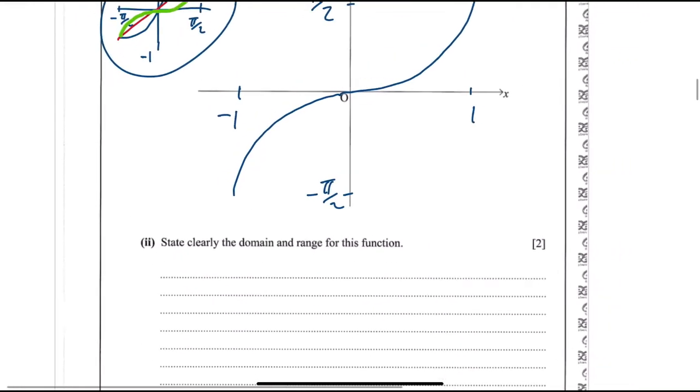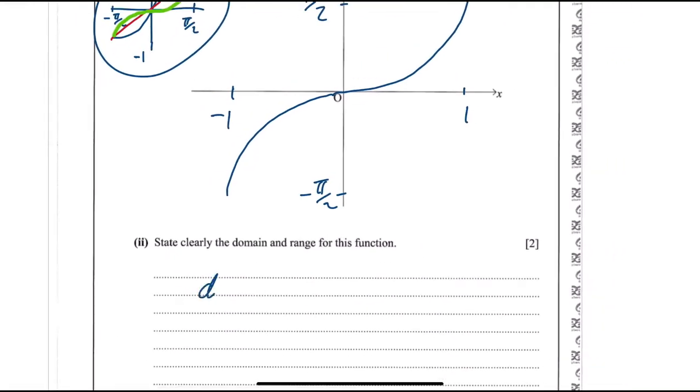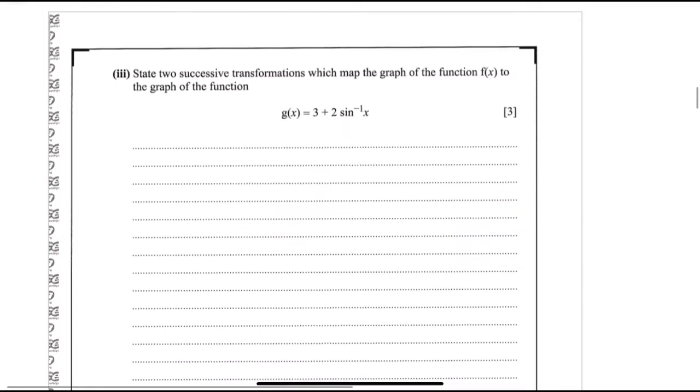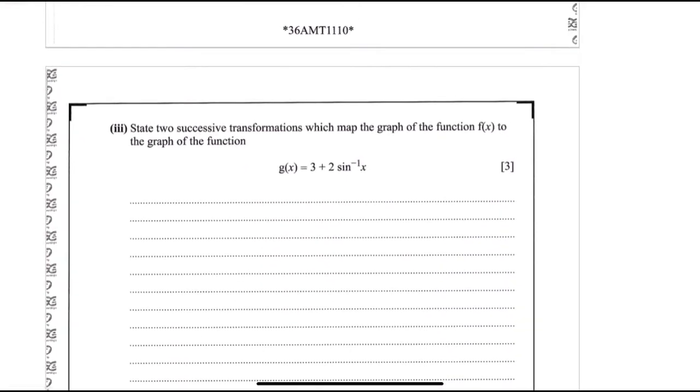State clearly the domain. So the domain is just the x value, so it's really easy. Once you've done the curve, you're getting marks for writing the same thing. The domain is minus 1 is less than or equal to x is less than or equal to 1. Your range then is minus pi over 2 is less than or equal to sine to the minus 1 of x is less than or equal to plus pi over 2. And that is it.